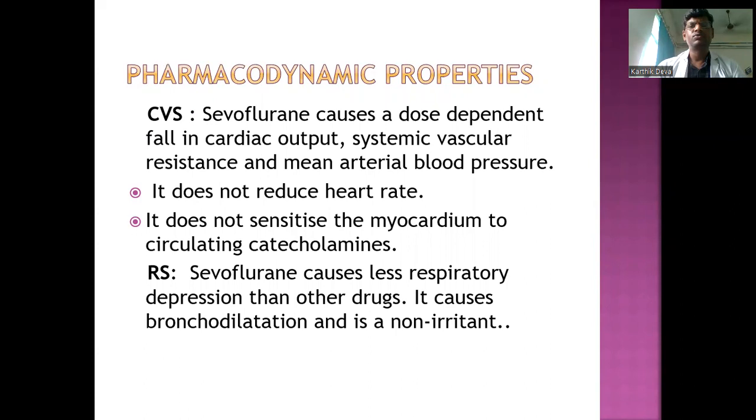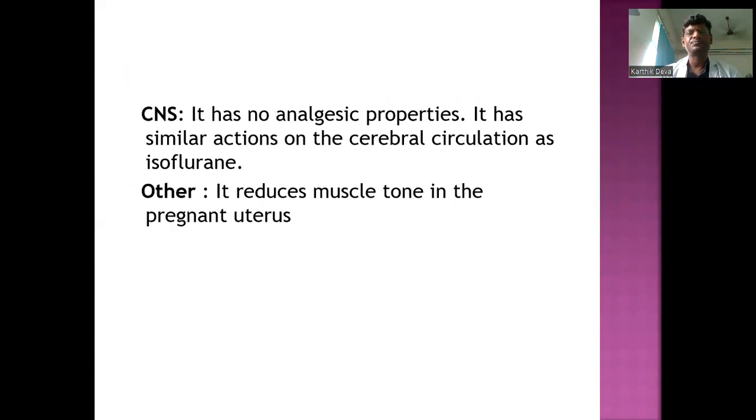Pharmacodynamic property: sevoflurane has a dose-dependent fall in cardiac output, systemic vascular resistance, and mean arterial pressure. It does not reduce heart rate. It does not sensitize the myocardium to circulating catecholamines. On the respiratory system, it causes less depression than other drugs. It causes bronchodilation, and it's not an irritant. In CNS, it has no analgesic properties. It has similar action on the cerebral circulation. It reduces muscle tone in the pregnant uterus.